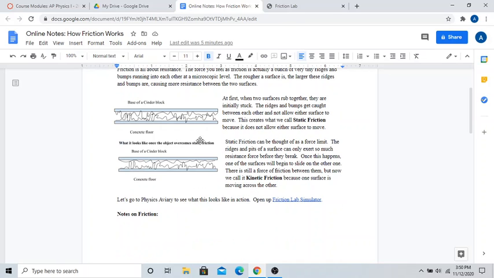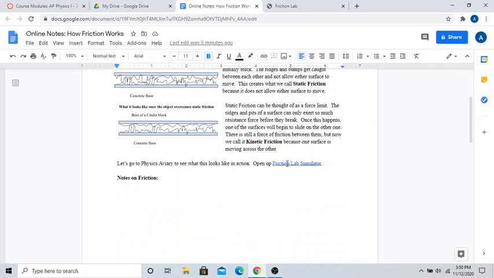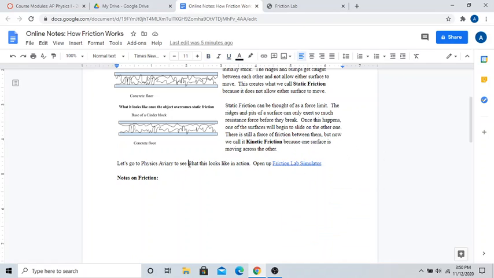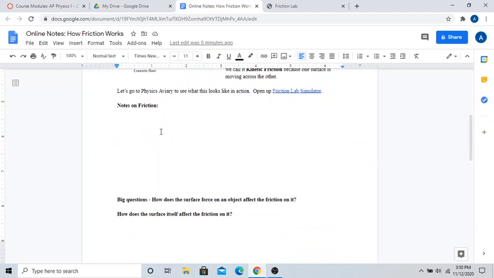To actually see it in action, we're going to open up this little friction lab simulator. If you could, open up this link. It'll take you to something called a friction lab. You'll notice there's a big blank space here that says notes on friction. I am not going to tell you what notes to write down here. I'm going to give you a little leeway of your own.